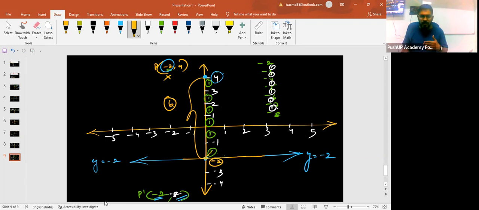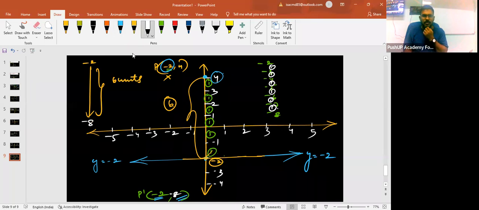Now, when you go from -2 downwards, you should have covered the same distance, which is 6 units, right? So from -2, if you're going downwards, how much distance you have to cover? Total 6 units. So if you cover 6 units, where you will reach? You will reach -8, isn't it? You see the distance, -2 to -8. The total distance is what? 6 units. Okay, sir. Thank you.